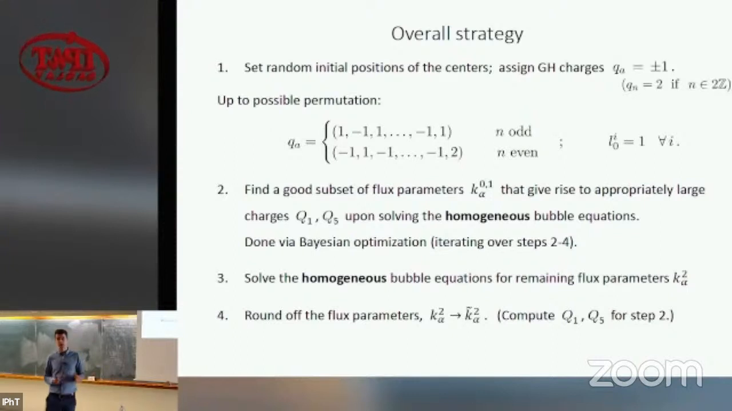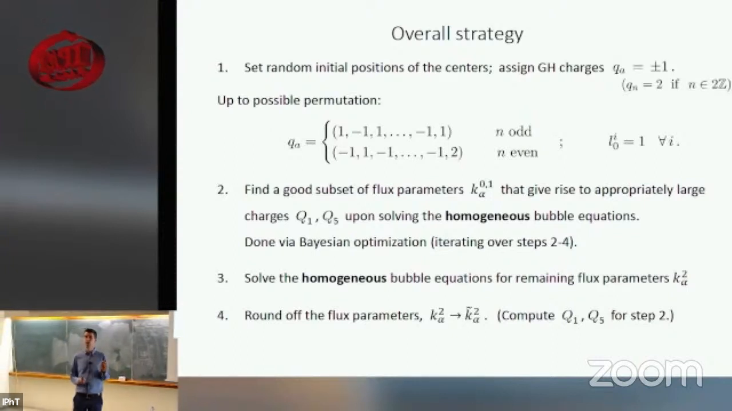And then our game is to consider a subset of the flux parameters, these Ks. We'll take them to be in the charge direction 0 and 1, not for all of the centers, but just for some subset. And we'll impose that we get appropriately large charges only by solving the homogeneous equations, because that's an easier task. And this will give us something in the scaling regime.